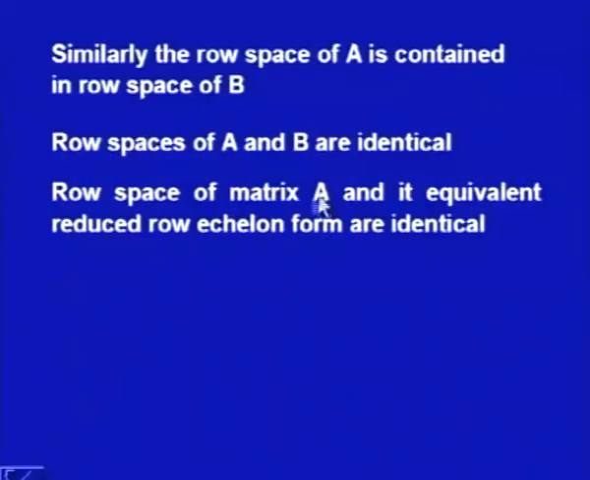and finding the rank of this form will be simpler than finding the rank of this matrix, and that is why we try to reduce matrix A into this form, find the rank of this, and then we say the same will be the rank of A. So, this gives us a procedure for finding the row space of a matrix A.